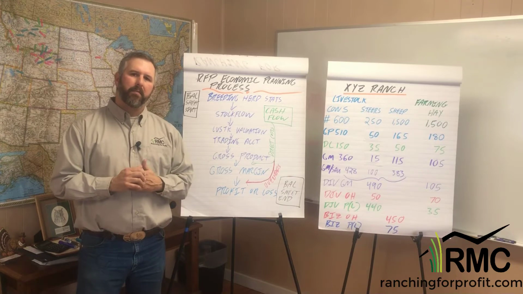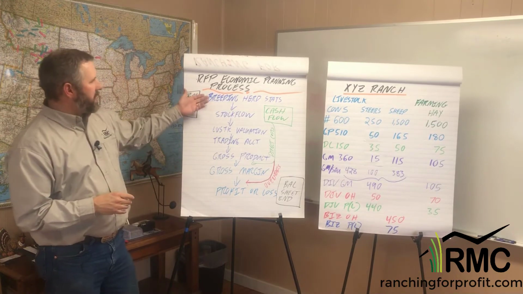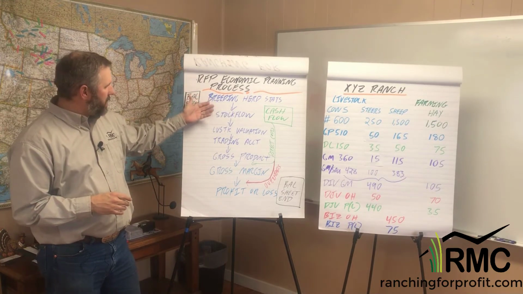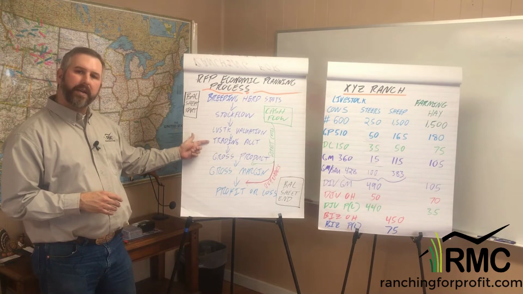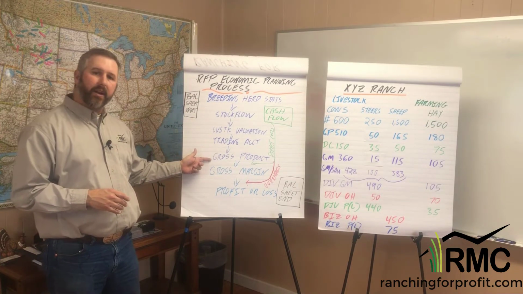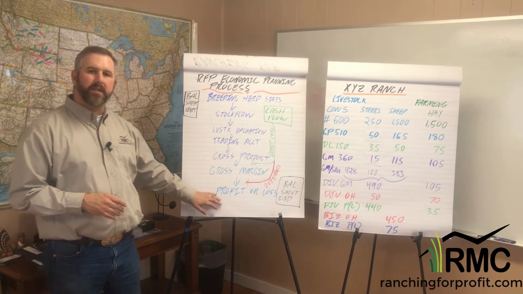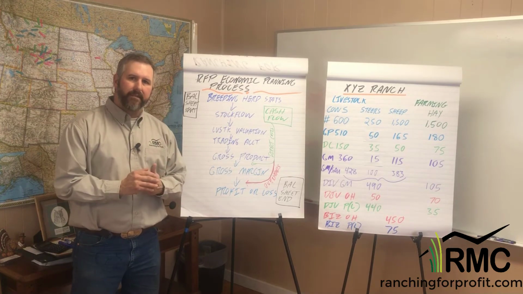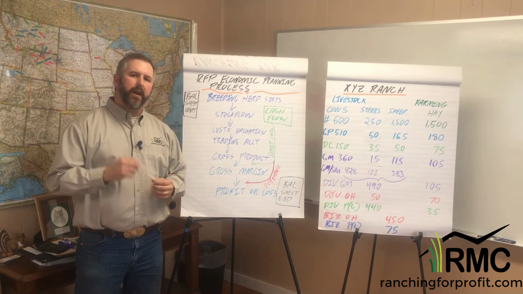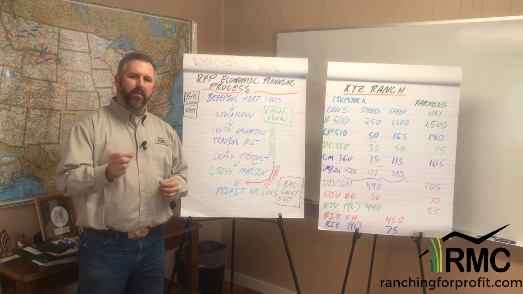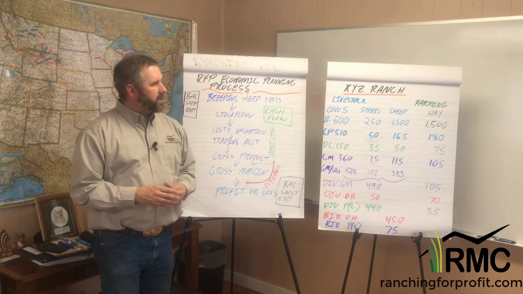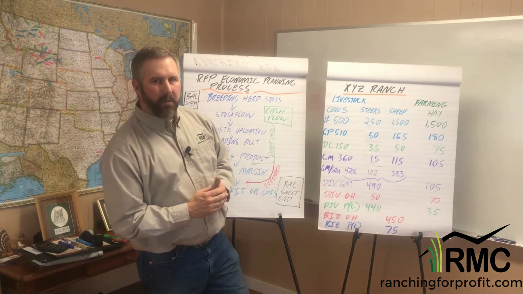The economic planning process at the school covers everything from the breeding herd statistics chart all the way through livestock valuation, trading account, calculating gross product, gross margins, all the way down to the profit or loss account. This is a great opportunity to put your economic plan together for the coming year. Here's what it looks like for an example ranch that would have gone through the process.